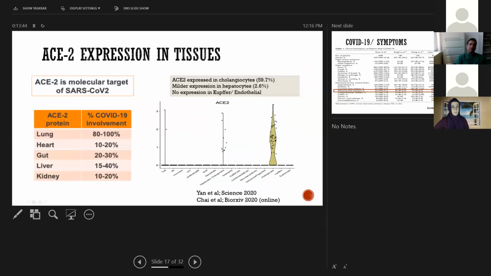Now, it uses the ACE2 receptor to get into the host cells, and we know that ACE2 is the molecular target for SARS-CoV-2, which is predominantly expressed in the lung, but it's also expressed in several other tissues in the body. Now, in the liver, ACE2 is expressed in cholangiocytes predominantly, but a milder expression is seen in hepatocytes, and interestingly, there's no expression in Kupffer cells or endothelial cells.